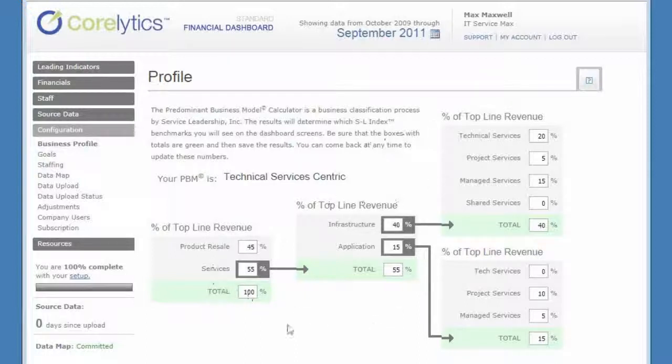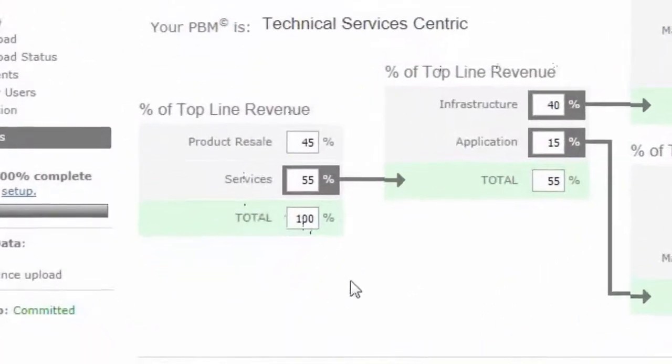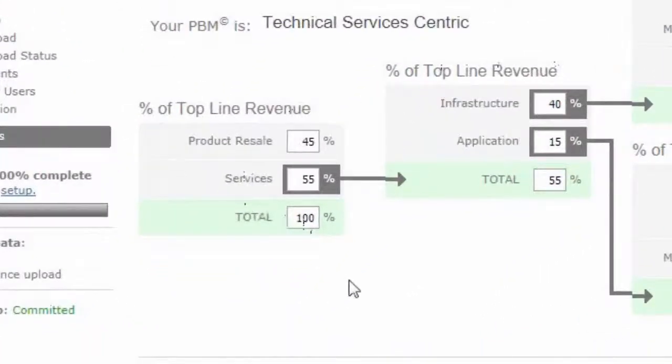This is pretty straightforward. Just look at your most recent 12 months of revenue, and then split that revenue between product and services, and then you take the services portion and you split that number so that this centerpiece equals the services percentage. Infrastructure and applications.